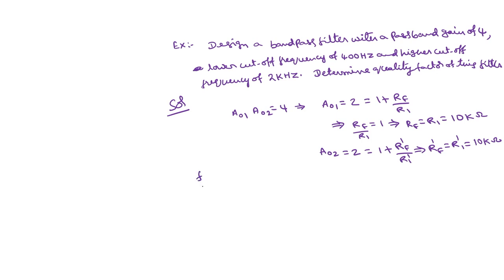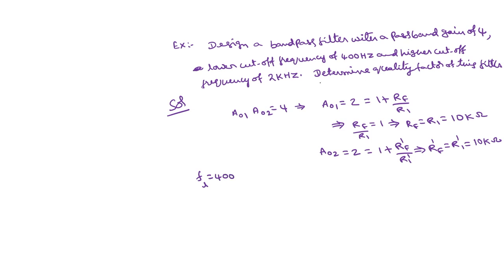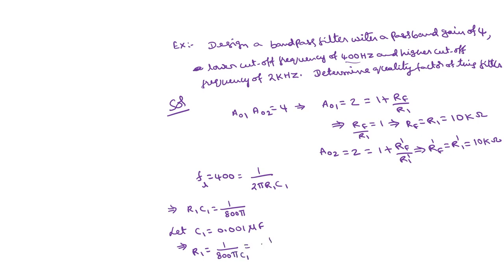Now lower cutoff frequency. FL is going to be decided by R1 C1, 1 by 2 pi R1 C1, equal to 400 hertz is given. So 1 by 2 pi R1 C1 implies R1 C1 is equal to 1 by 800 pi. As I have told in the last lecture also, we have to choose some value of C1, say 0.01 microfarads. Then you can find out the R1 value from here. R1 is equal to 1 by 800 pi C1, that is equal to 1 by 800 pi into 0.01 into 10 to the power of. So, we will get some value.